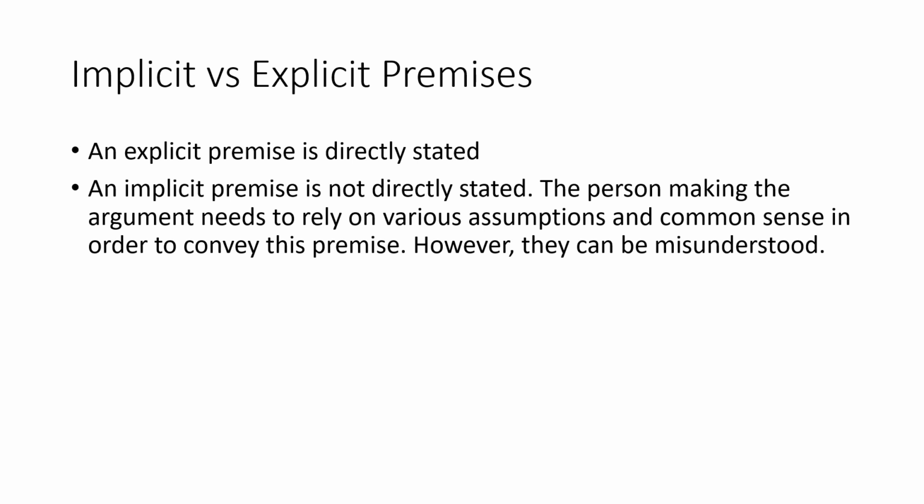Explicit premises are a bit easier. An explicit premise is a premise that is directly stated, like the one example that I had before. However, an implicit premise is not directly stated. The person making the argument needs to rely on various assumptions and common sense in order to convey this premise. However, implicit premises can easily be understood or even overlooked.